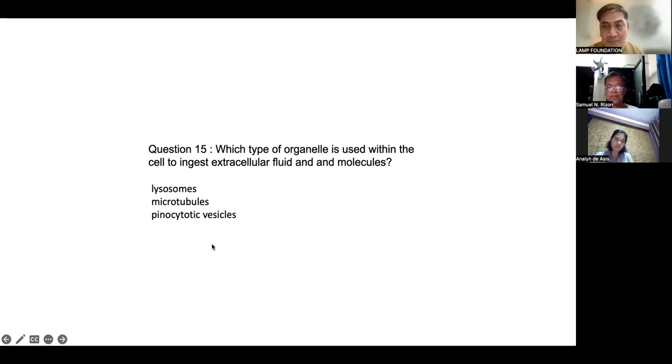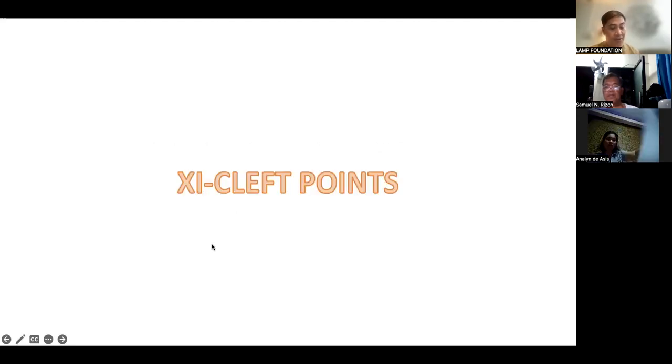Which type of organelle is used within the cell to ingest extracellular fluid and molecules? Pinocytotic vesicles. Very good. Now let's go to the Xi Cleft points, finally.